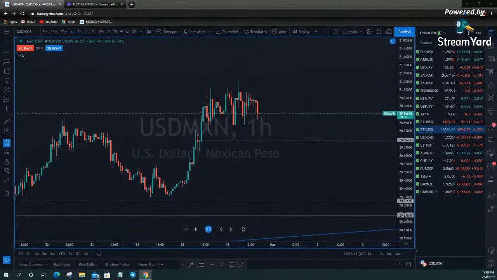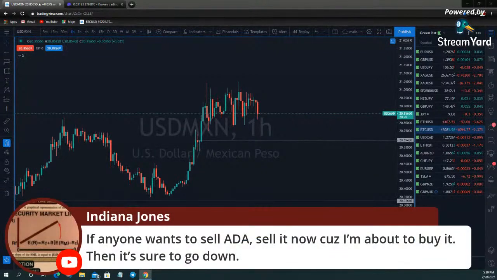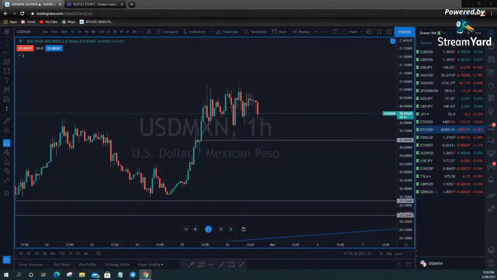If anybody wants to sell ADA, sell it now because I'm about to buy it. What's up, Indiana Jones? I like that. That's the way you got to roll, my friend. Don't let these bearish candles frighten you, people. Come on. We're traders. We don't care about no red candle. Come on. I buy those things.